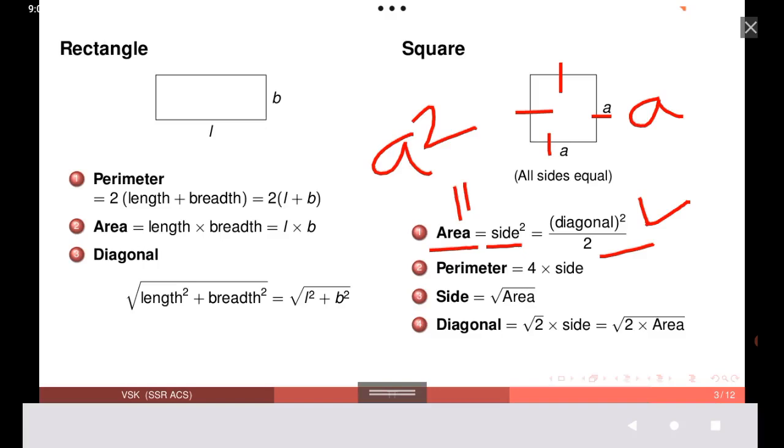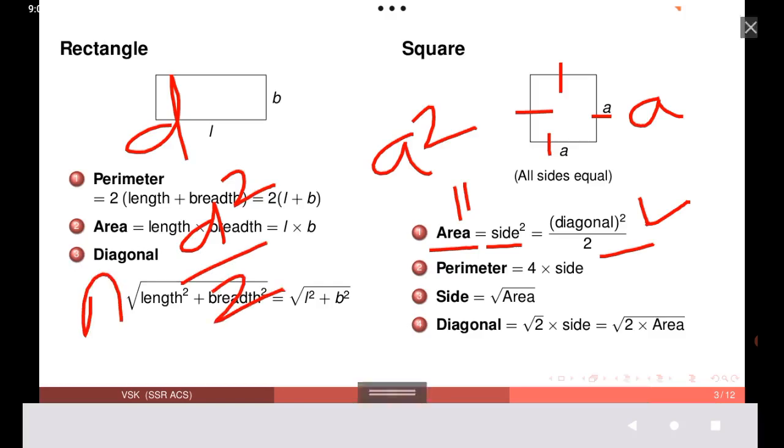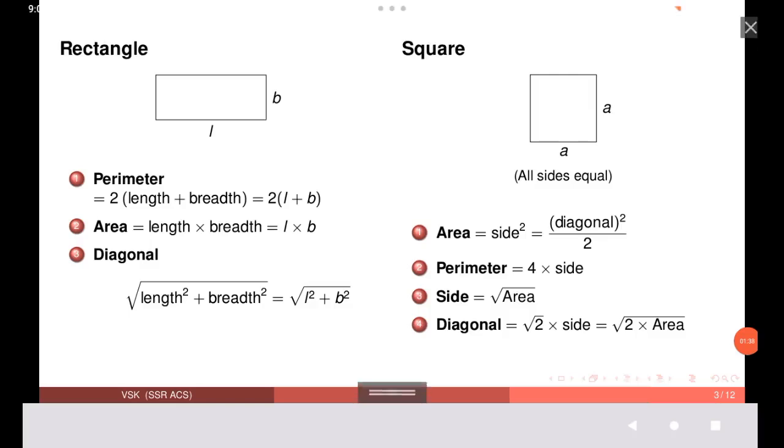If the diagonal is given, suppose D is the diagonal given, how to find the area? So area will be D square by 2. So that will become the area in this case. Now what is perimeter? Perimeter is the sum of all these 4 sides. So it will be 4 into side. So in this case, it will be 4A.